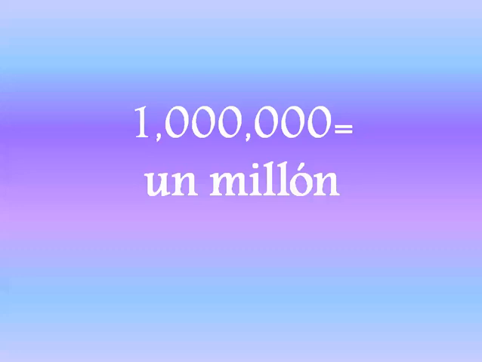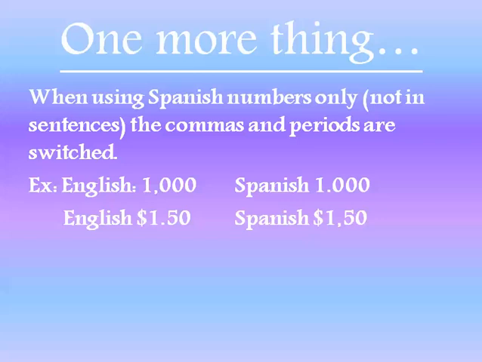However, before I leave you, I do want to mention one more thing that's very important. When using Spanish numbers, and I say only because while there are commas and periods in sentences, those don't change. So only when you're using Spanish numbers, the commas and the dots are actually switched. They're flip-flopped. For example, in English, when we say the number 1,000, we have 1 comma 000. But in Spanish, that number 1,000 is 1.000. Same thing for pricing. In English, when we say it's $1.50, we have that dot there. In Spanish, that's replaced with a comma. So keep that in mind. Again, though, in sentences, it doesn't change. A period is a period and a comma is a comma when reading sentences. This only occurs in numbers.